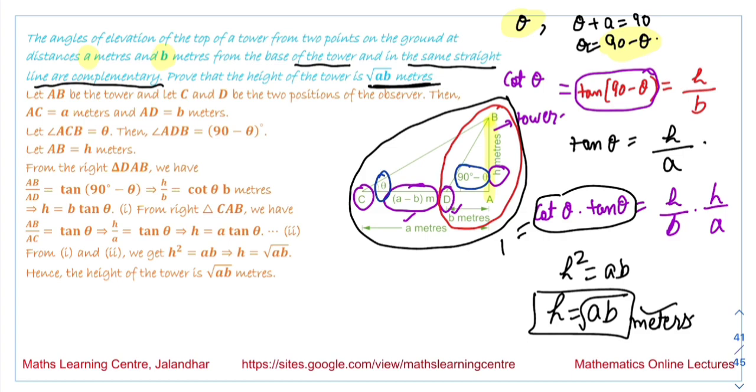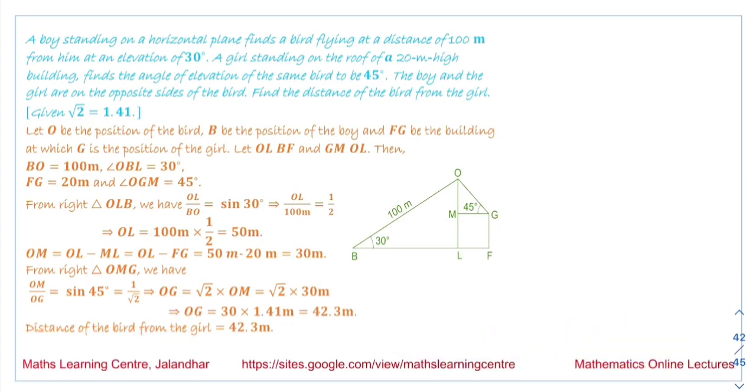Now the next question we have is, a boy standing on a horizontal plane finds a bird flying at a distance of 100 meters from him at an elevation of 30 degrees. This is the position of the boy, this is the position of the bird. The distance between the boy and the bird is 100 meters. The angle of elevation is given to be 30 degrees. Next, a girl is on the opposite side of the bird. The boy and the girl are on opposite sides of the bird.